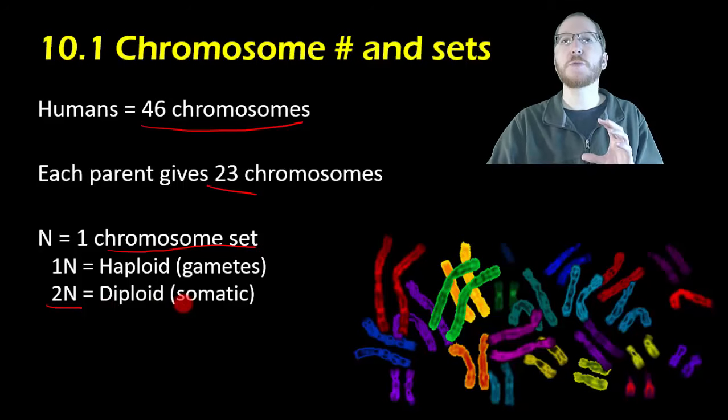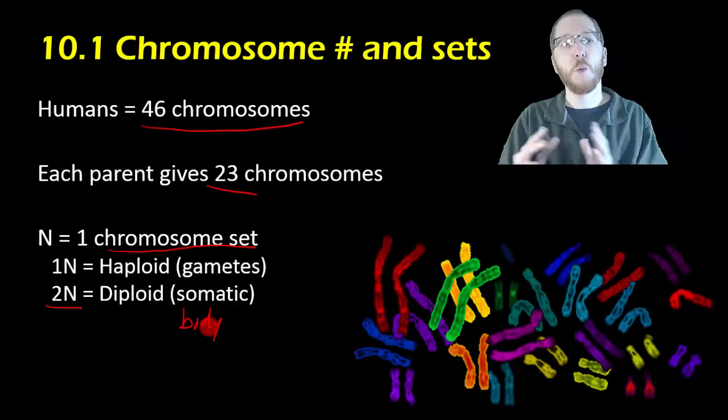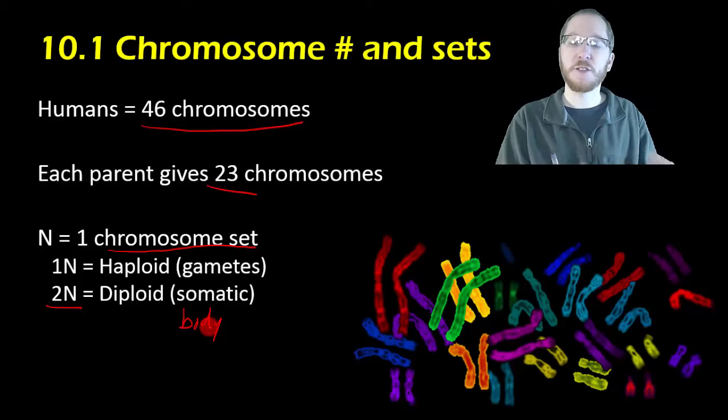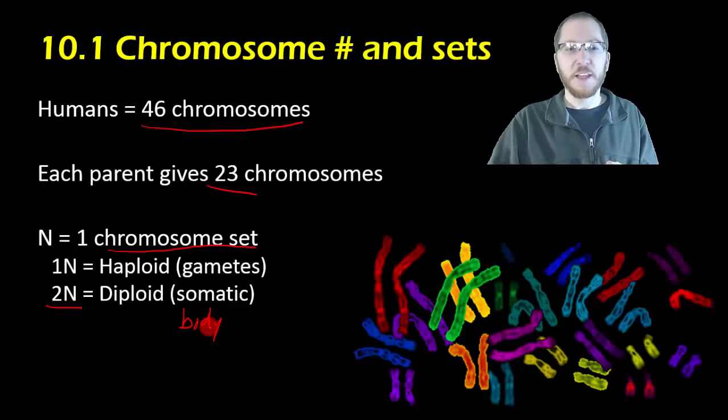So you'll see this term somatic cells refers to what are sometimes called body cells. These are just like every cell in your body. Your skin, your liver, your heart, these all have two sets, one from mom, one from dad. We call them diploid because there's two sets, di means two. We also have haploid cells. These will be a relatively small number of cells in our bodies.